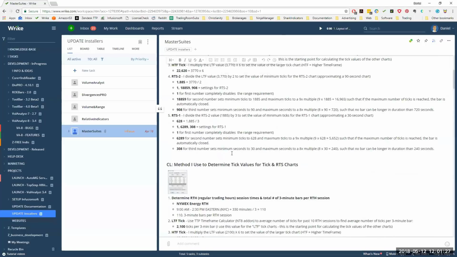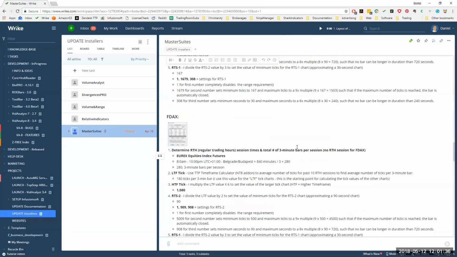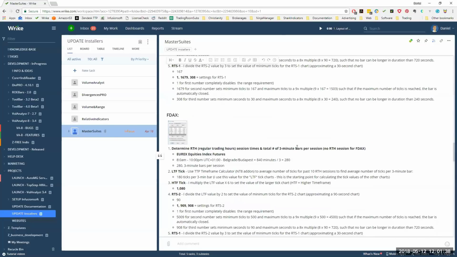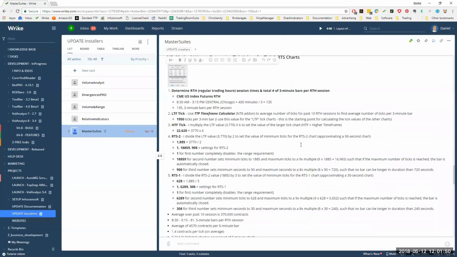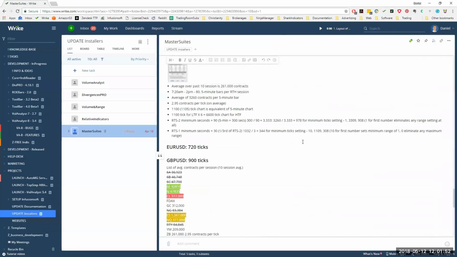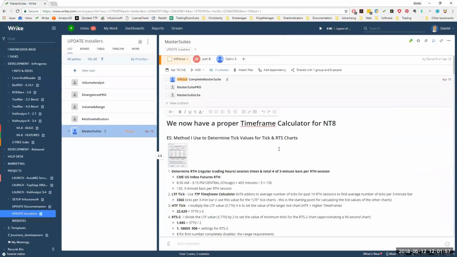So the one for crude is the NYMEX Energy RTH, which is 9 to 2:30 Eastern. The only one that doesn't is the FDAX, because the FDAX is open 14 hours straight, and then it's closed. So yeah, FDAX is about the only one that doesn't have a proper RTH session.